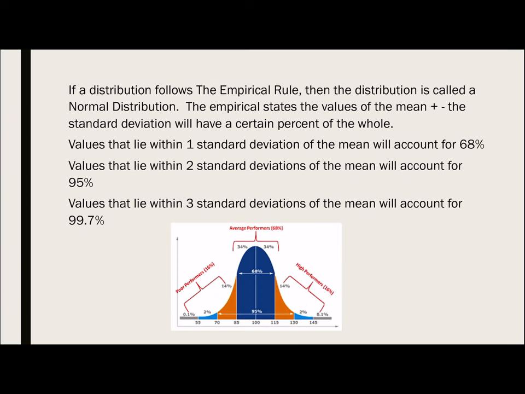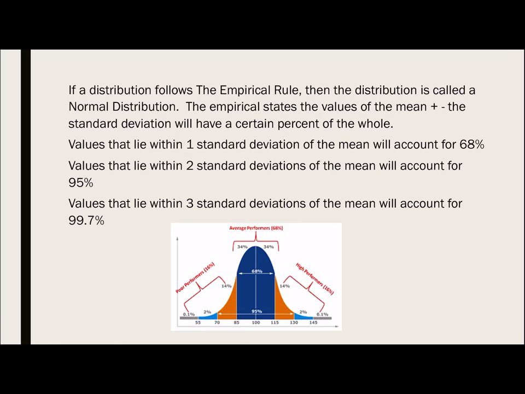If a distribution follows the empirical rule, then the distribution is called a normal distribution. The empirical rule states the values of the mean plus or minus the standard deviation will have a certain percent of the whole. Values that lie within one standard deviation of the mean will account for 68%, and that is the navy blue section in the graph.